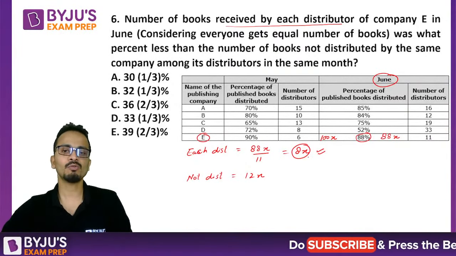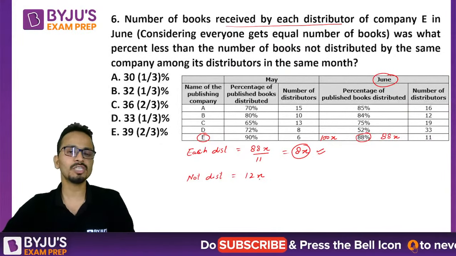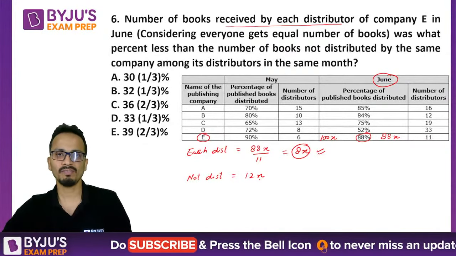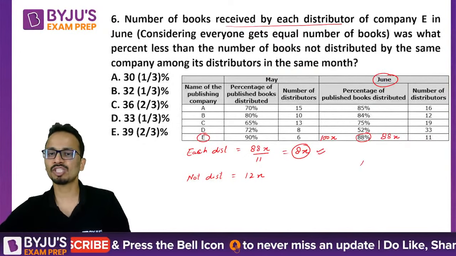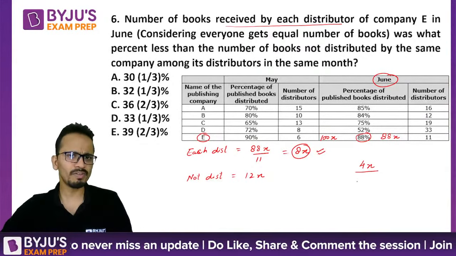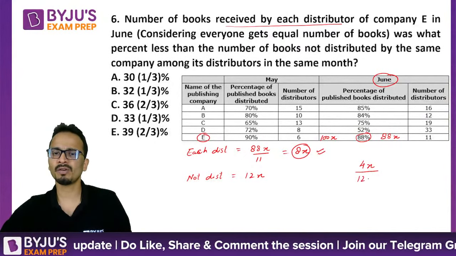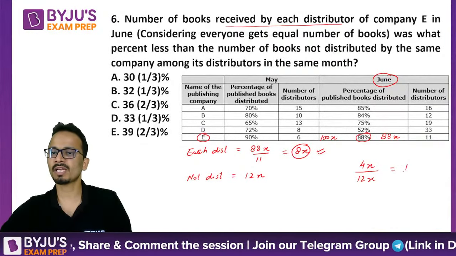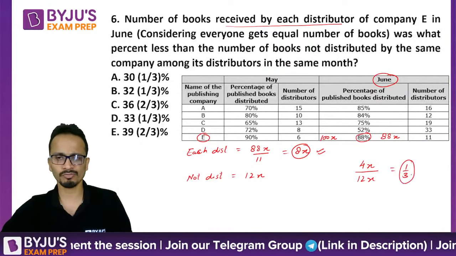So we have to find out 8x is what percentage less than 12x. So 8x is how much less than 12x? It is 4x less than 12x. So that is why the denominator will be 12x. And this will come out to be 1 by 3 in terms of fractions.